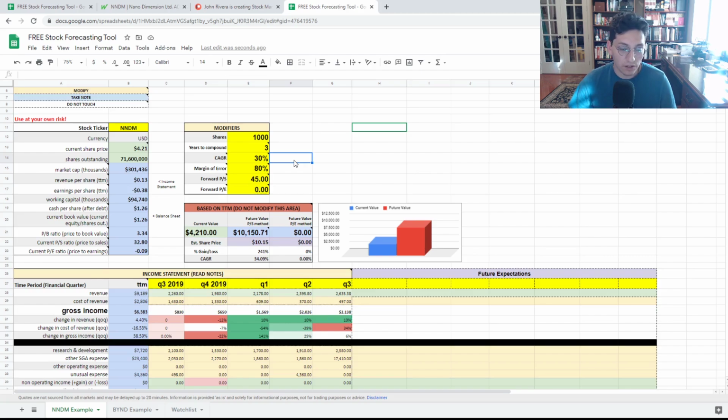So once you've set all your modifiers, you've changed the share count, the number of years you want to compound, the annual growth rate, then you will go down to the bottom box and we will predict what the future will be. And in 3 years, assuming my margin of error was around 80%, we're looking at an estimated share price of around $10 per share. And this would bring the position to around $10,150 for anyone holding 1,000 shares in today's market. And if this did unfold, we are looking at a total of 241% gain or a yearly compound annual growth rate of 34%.